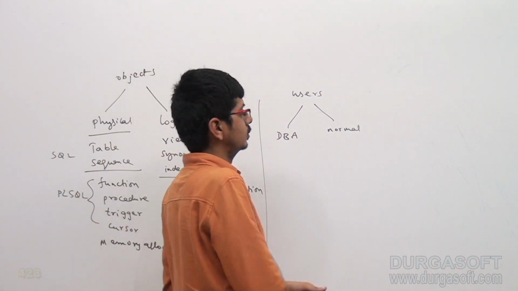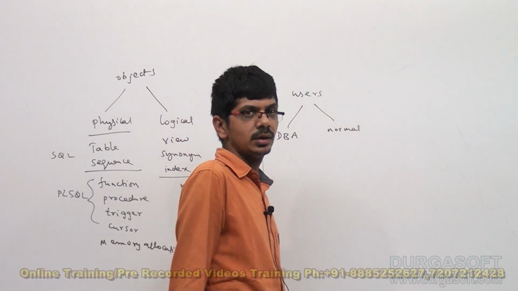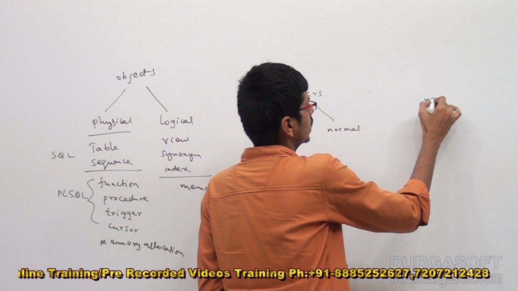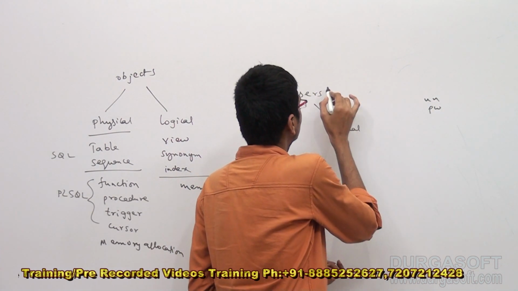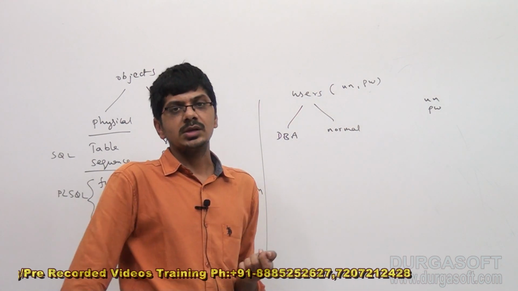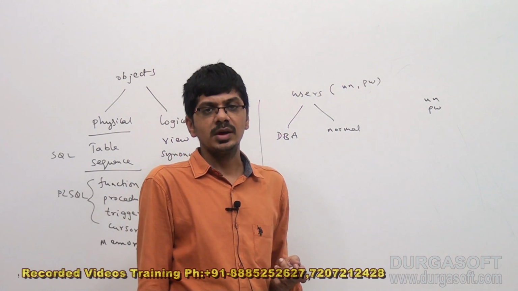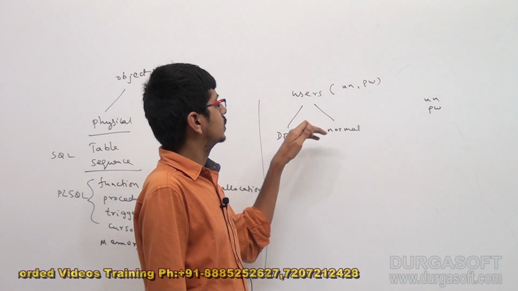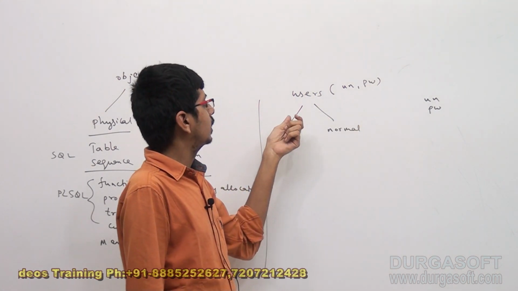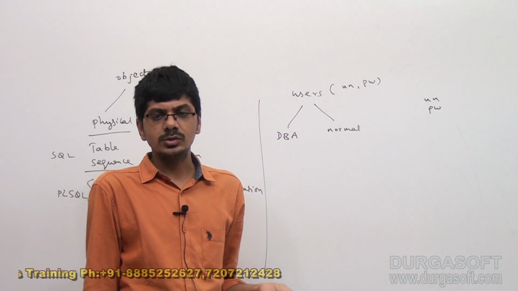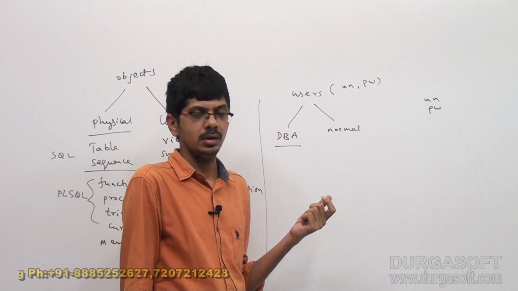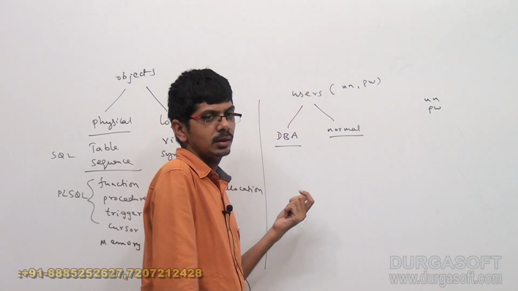Account means usually we know that any account, that may be Gmail account or any Facebook account, you will be having some username and password. So here for user also we will be having username and password. When you install Oracle, you will be asked for some password. That password is given to all the default users, and you can create your own user. That is done by DBA only. Only DBA can create any other user. Normal user cannot create any user.